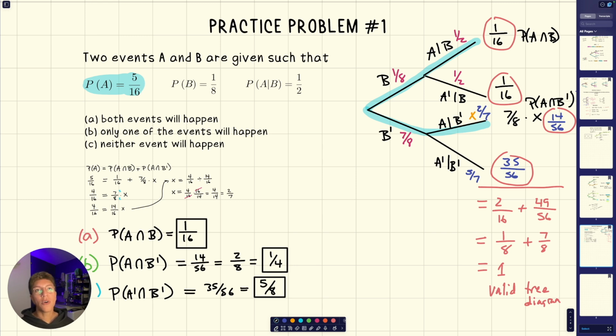The great thing about filling out your whole diagram is you get to validate your tree diagram and all the numbers should add to 1. That doesn't guarantee that your math is correct, but it does give you a little bit of confidence that you're probably not making any small math errors. And that brings us to the end of this practice problem.